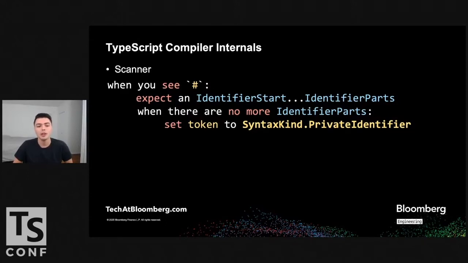The reason why we have this identifier start and the identifier parts is because an identifier can start with a certain set of characters and then can contain a larger set of characters. For example, an identifier cannot start with a number, but it can contain a number. We need to expect that we see a character that an identifier can start with, followed by the rest of the identifier. When there are no more identifier parts, we set the token to private identifier.